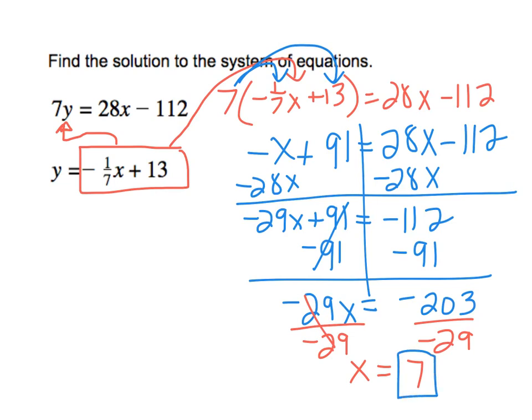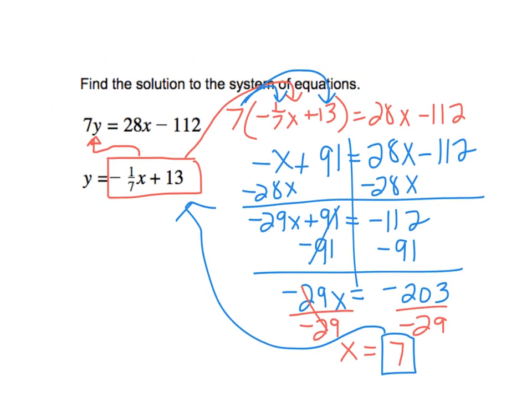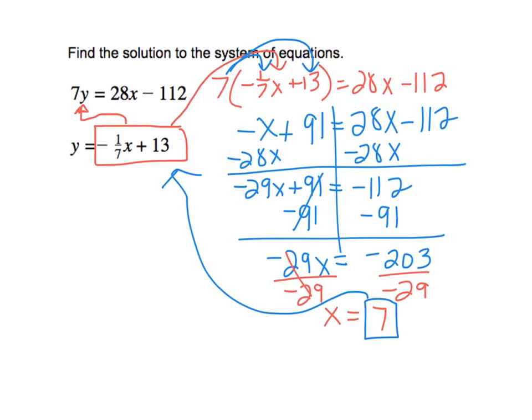So I'm going to go ahead and go back in to my second equation, and I'm going to plug what I know x to be into that equation and solve it for y. So I'm going to take the second equation, and I've got y equals negative 1/7, but instead of x, I'm going to put parentheses and put the value I just figured out, plus 13.